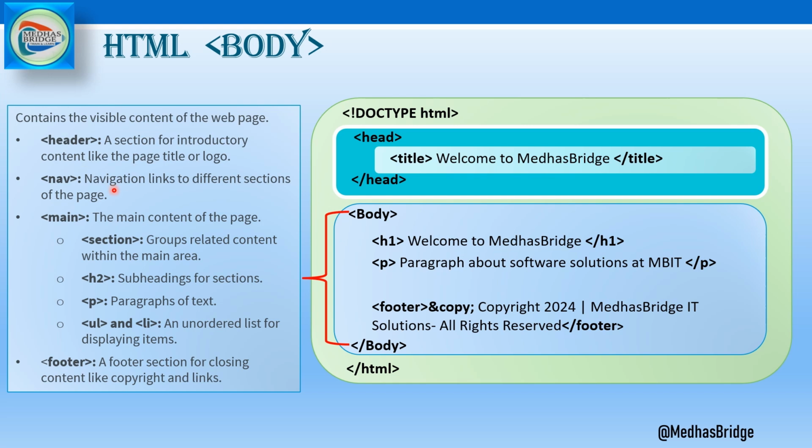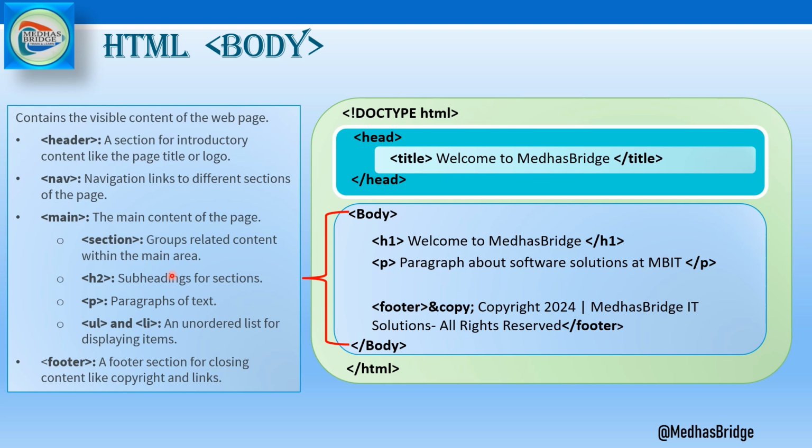Header means introductory content like the page title, logos, things like that. You could also use navigation links for different sections of the page. You can also have the main content of the web page as sections. You can group them and create subheadings. We have 6 different headings that it supports, h1 to h6. We can also create paragraphs of text information using the p tag. And you can also use ul and li, like an unordered list.